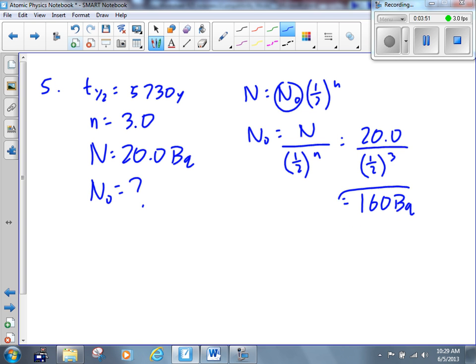You know that you should get a number that's bigger than what we have in the end here, because 3 half-lives have gone by. If we now have 20, then we must have started with something bigger than 20. 160 seems reasonable.